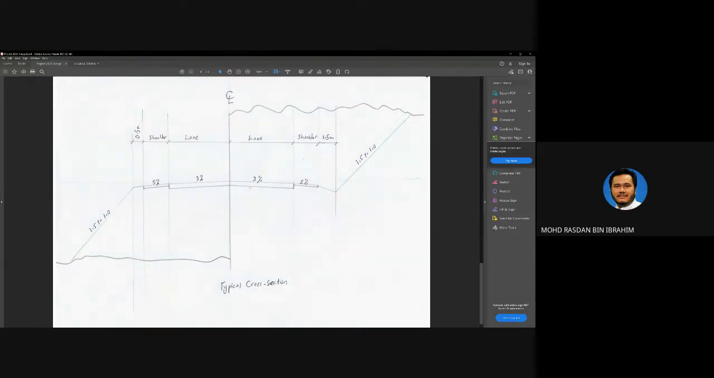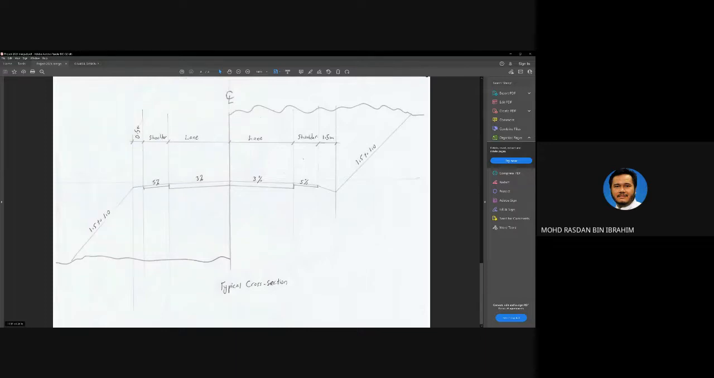If your road lies underneath the natural terrain, meaning that you have to cut here, you're going to have the lane, shoulder, and 1.5 meter of verge, and then the slope. That's the difference. So this is what we call the typical cross section. The things that are going to change are the percentage here and the percentage of the shoulder.